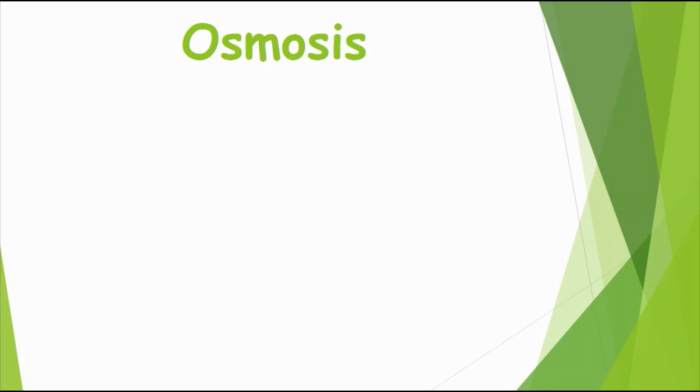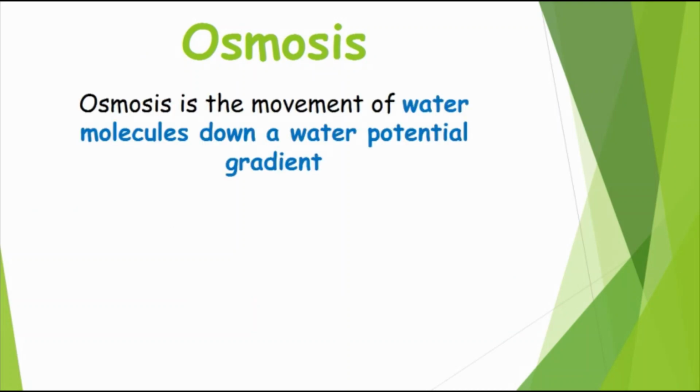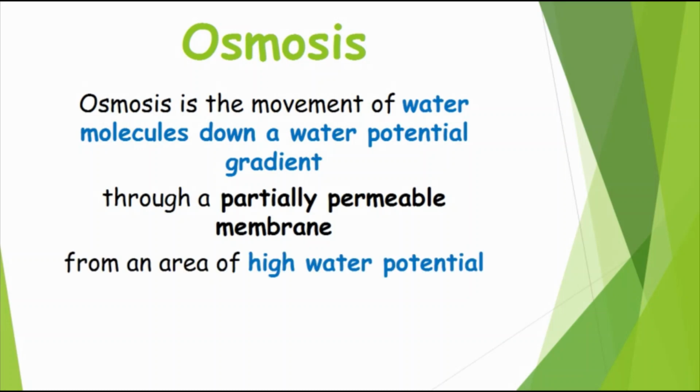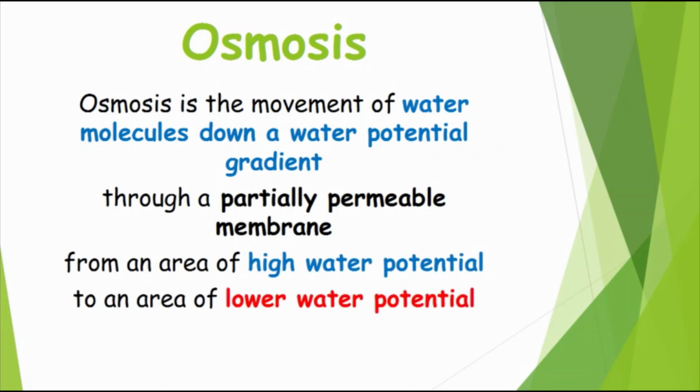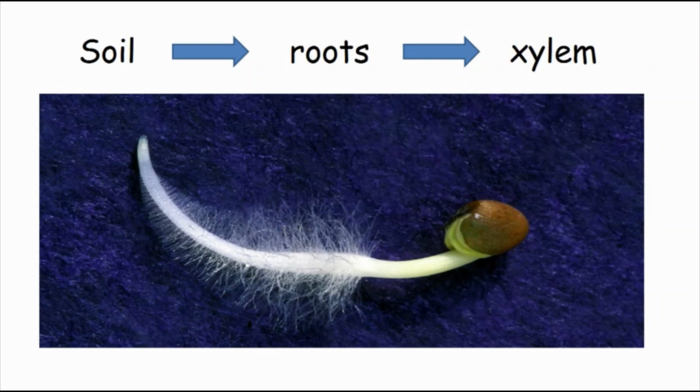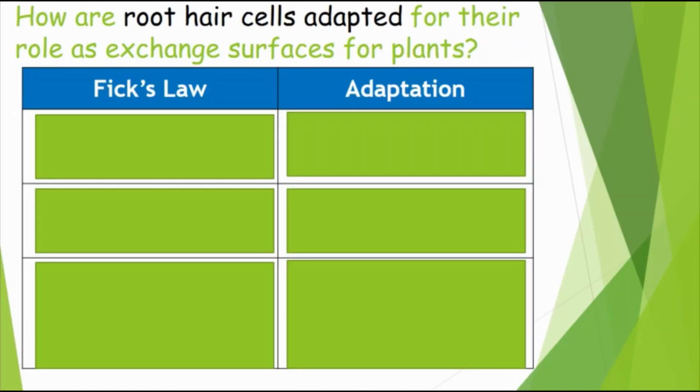Let's look at our definition first. Osmosis is the movement of water molecules down a water potential gradient. This occurs through a partially permeable membrane from an area of a high water potential to an area of a low water potential. So let's have a look at our roots on a plant. You can see there's lots and lots of fine root hairs that will help the water move in from the soil to the roots so it can enter the xylem.